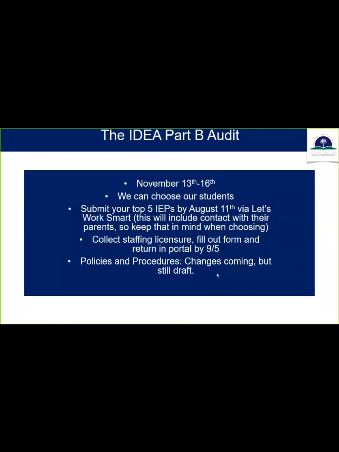So focus on those 5 for the general audit, 5 for the transition audit, and then, you should be doing this anyway, but make sure you're starting to collect your staffing licenses and make sure everybody is current and valid, and then be drafting your policies and procedures. I just want to give you a heads up, because this is due to the state on September 1st. As soon as we have our new template, we're going to expect you to be able to turn around and hand us policies and procedures that we can review.